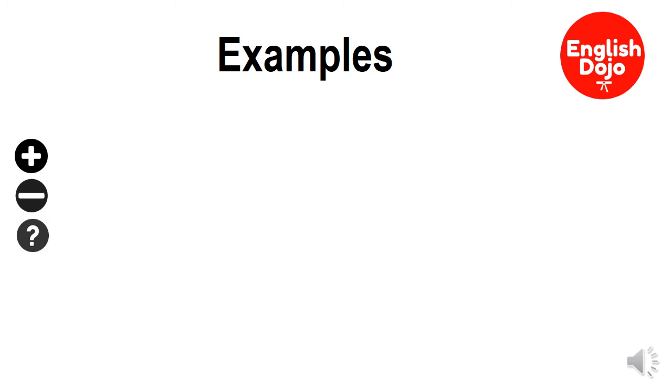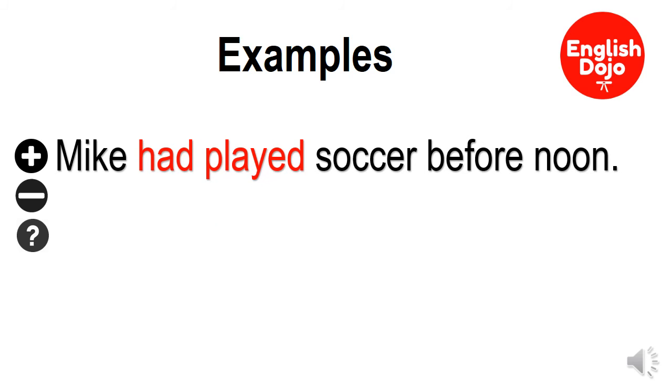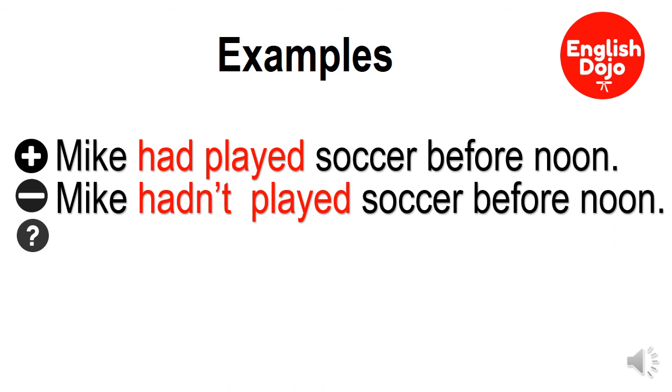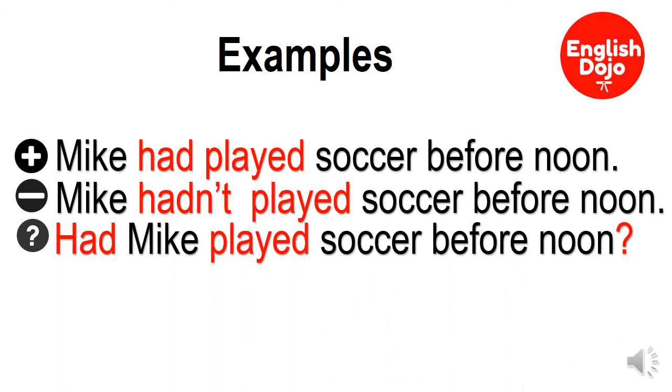And before we finish, let's use some examples of this tense. For example, we have Mike had played soccer before noon. Mike hadn't played soccer before noon. Had Mike played soccer before noon? Working with the three different forms, conjugating in positive, negative, and interrogative forms.